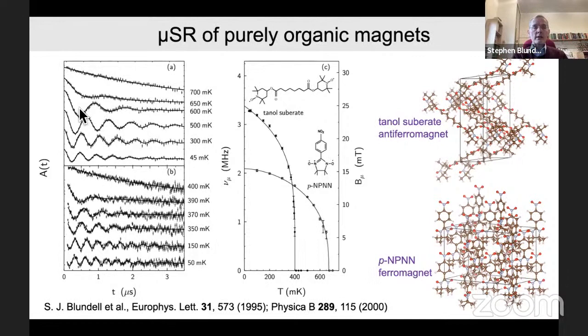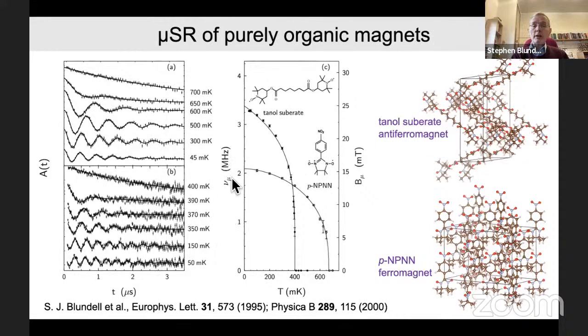But when you get down to lower temperatures, you can see these oscillations developing, and they get faster and faster as you cool. So if you plot this frequency as a function of temperature, you get this curve here. It's zero above 670 millikelvin, and then it grows. You plot the frequency on this axis, but in fact we can convert frequency into field, because I told you earlier that the gyromagnetic ratio, 135.5 megahertz per Tesla, is a fundamental constant. So if you've measured a frequency, you've measured a field.